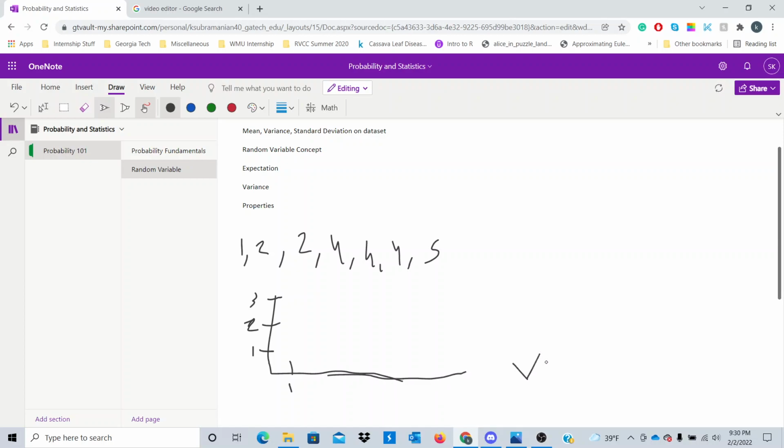So the values you get are 1, 2, 3, 4, 5. We see for value 1, only one time it occurs. For 2, it occurs twice. For 4, it occurs 3 times. For 5, it occurs 1 time. So this is keeping track of the frequency, and through the shape of the distribution, we could see how our data is distributed.